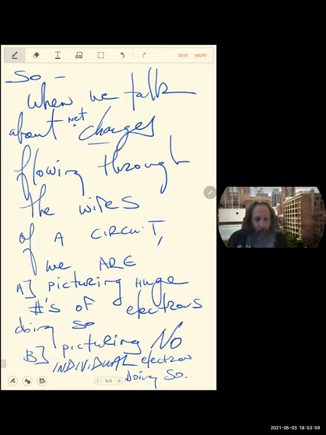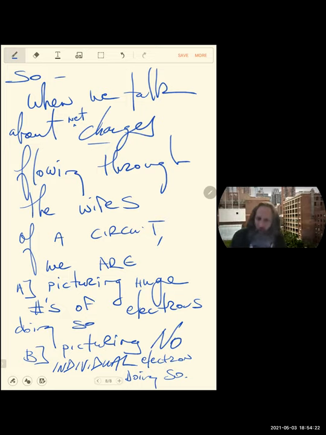On the other hand, I really want to emphasize that we're not making any claim at all about any one particular electron. Not only are we not talking about the speed of a given electron, when we talk about current, we're talking about flow, right? dq dt, not dx dt of any one q.